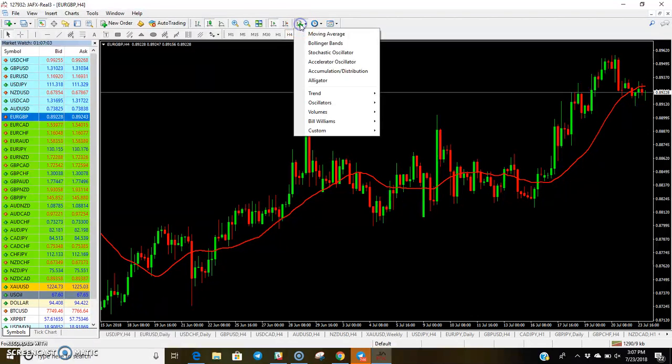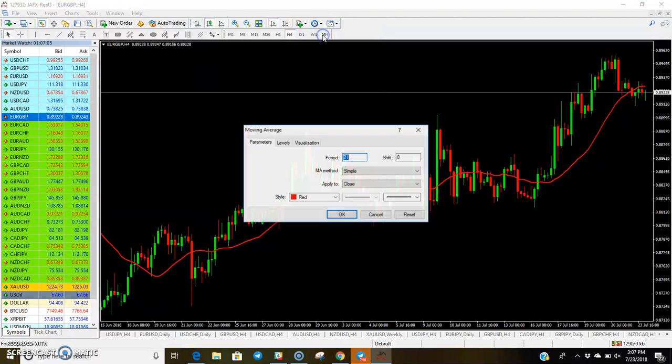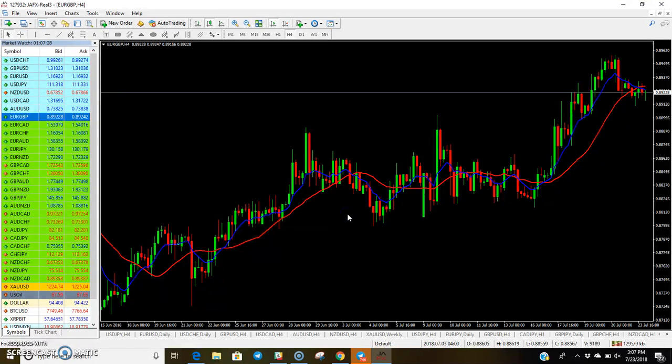The next moving average I want you to add is going to be, let me think, the 8. Shift to 0. The method is going to be exponential. You're going to apply that to close, and this is going to be blue. And then thickness of the line. Hit OK.